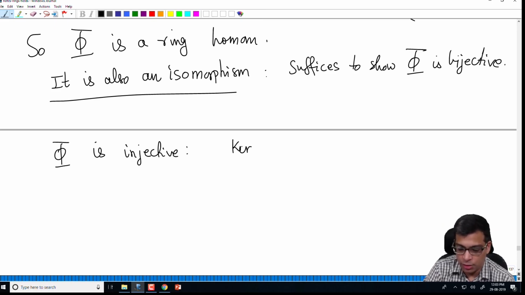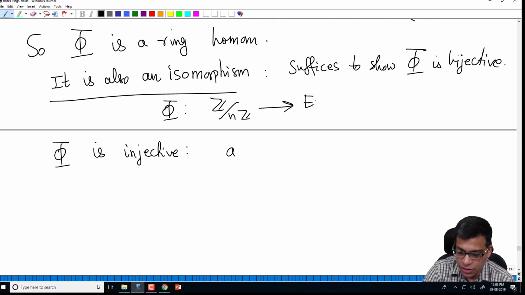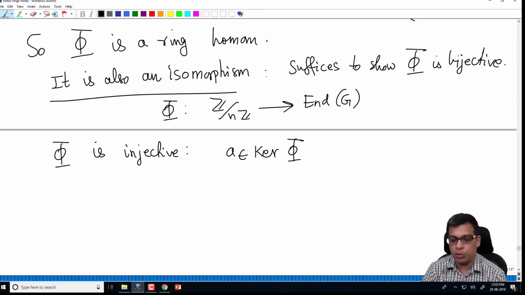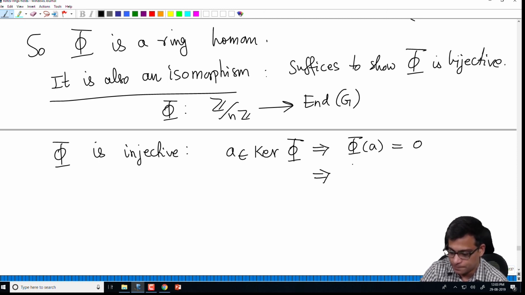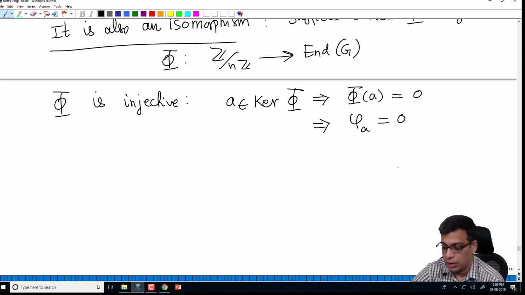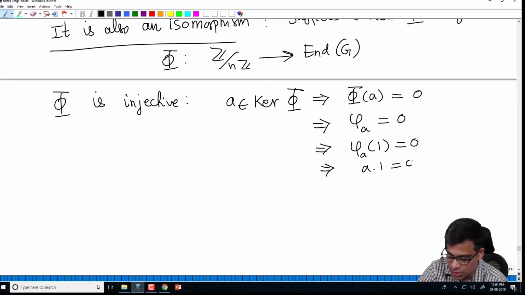What is kernel? Remember capital phi again, let me remind you, is a map from Z mod NZ to End G. Suppose A belongs to kernel of phi. So to prove that a ring homomorphism is injective, it suffices to show that kernel of that ring homomorphism is 0. So if A belongs to kernel of capital phi, that means capital phi A is 0. That means phi sub A is 0 as a map from G to G. So phi sub A of 1 is 0. That means A times 1 is 0. That means A is 0. So phi is injective.